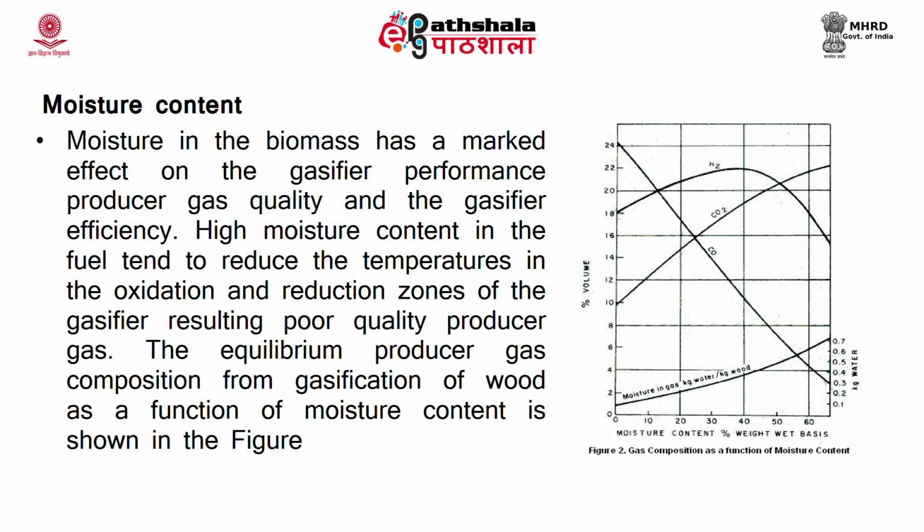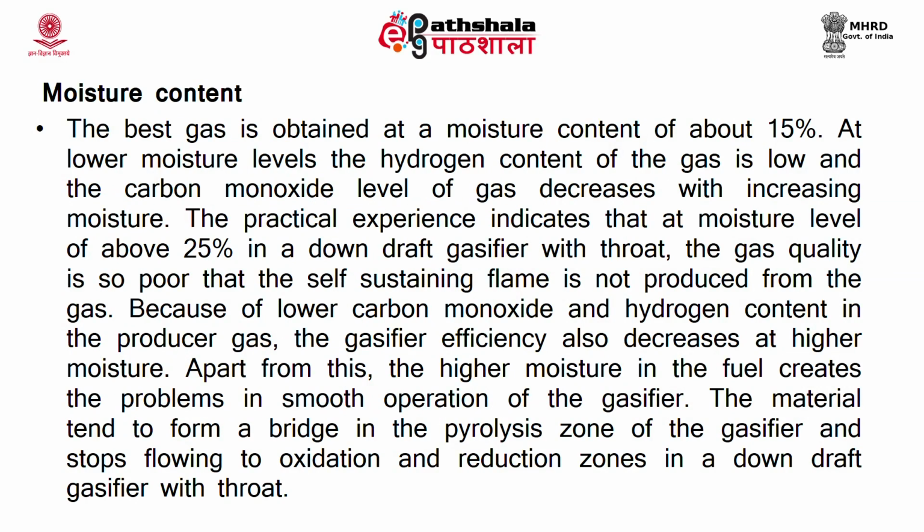The equilibrium producer gas composition from gasification of wood as a function of moisture content is shown in this figure. The best gas is obtained at a moisture content of about 15%. At lower moisture levels, the hydrogen content of gas is low and carbon monoxide level of gas decreases with increasing moisture. Practical experience indicates that at a moisture level of about 25% in a downdraft gasifier with throat, the gas quality is so poor that a self-sustaining flame is not produced from the gas.